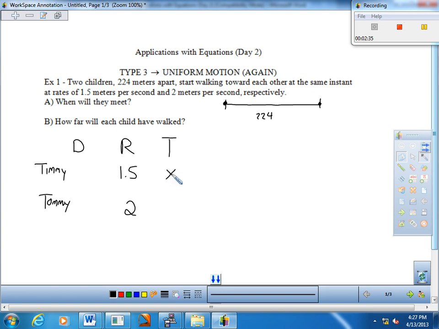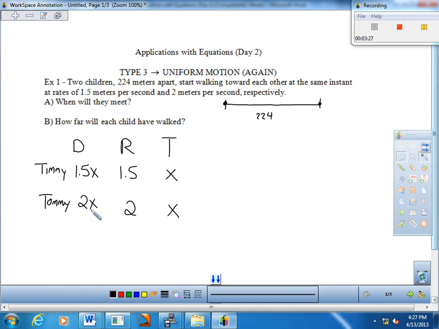But because they start at the same instant and they're going to meet, however long little Timmy walks, little Tommy walks the same amount of seconds. So if this is x right here, again, same time, so same variable. And that's nice putting it together like that because once we have a numerical value in one category, a variable in the other category, we use those to get the third category. And so, guys, rate times time. So the distance is going to be 1.5x for Timmy, 1.5 meters per second for a certain number of seconds. And little Tommy, 2 meters per second for a certain number of seconds, so his distance traveled is 2x.